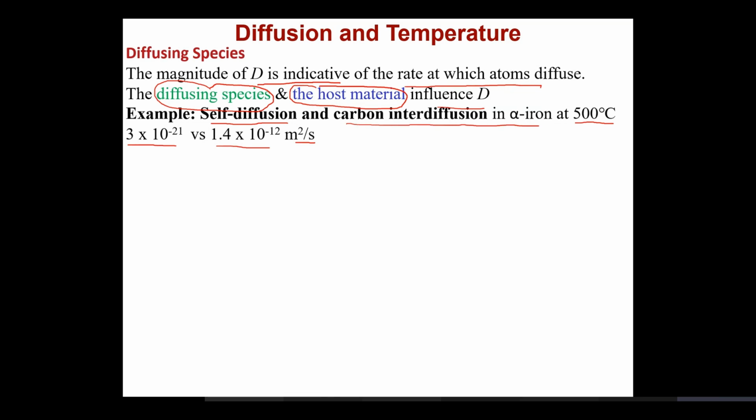Sir, question repeat कीजिए. I have mentioned there are two diffusion coefficients. One is 3 × 10⁻²¹ m²/s. The other is 1.4 × 10⁻¹² m²/s. These two coefficients are at 500 degrees. And I have represented two mechanisms. One is where carbon is undergoing self-diffusion, and the other where carbon is interdiffusing into alpha iron or iron. Which of the two coefficients would represent which mechanism?